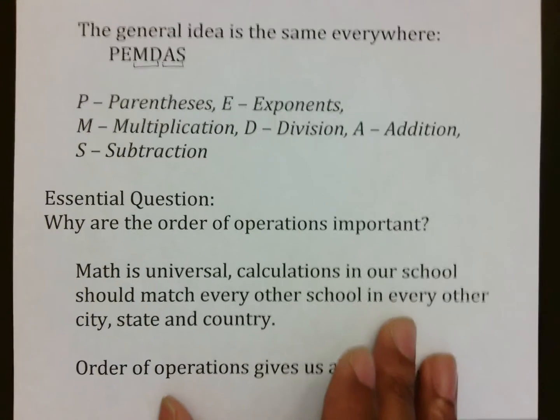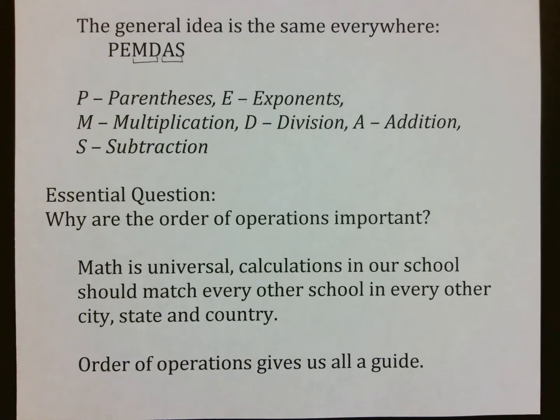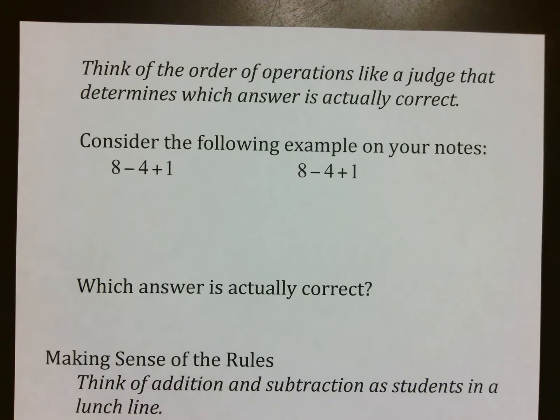The essential question of the day is, why is the order of operations important? And that's because math is universal. Calculations in our school should match every other school in every other city, state, and country. Someone working out a problem in Australia and someone working out a problem in Canada or Mexico should get the same answer no matter what, because math is a language that is universal. And so what the order of operations does is it gives us a guide, and the way you can think about the order of operations is like a judge that determines which answer is actually correct.